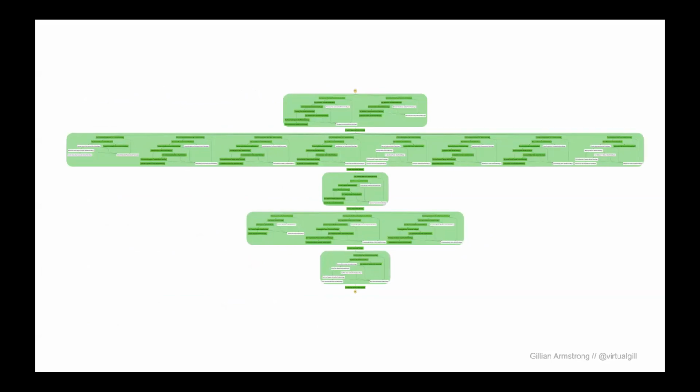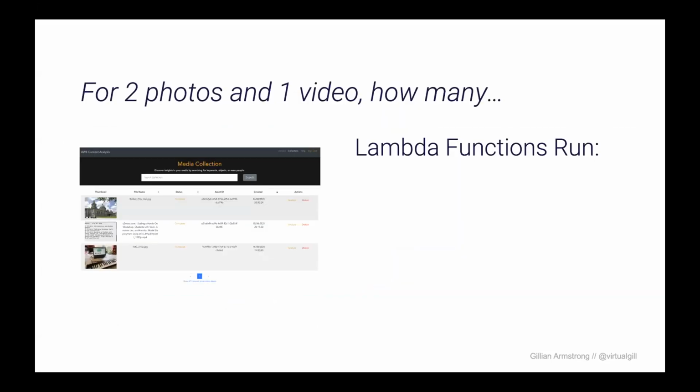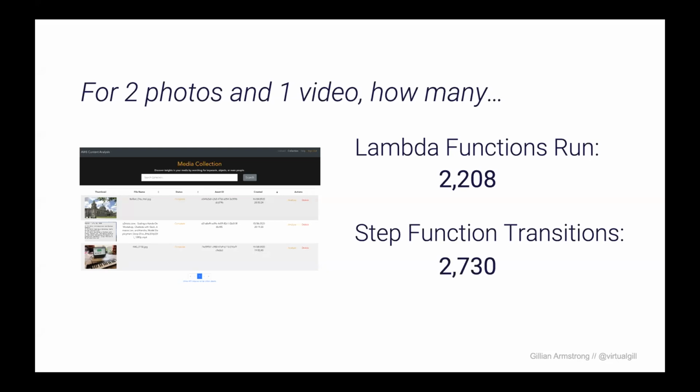And if I show you that this is what the mommy step function looks like. Wow. For uploading two photos and 1 video, how many times do you think Lambda got invoked? And we're looking at 6 machine learning services that got invoked there. 100. Anyone higher, lower? So actually I was surprised. I had not guessed. So 2,208 times Lambda functions got run. And the step function transitions, there were 2,730. So there's still a lot of engineering that's not AI.